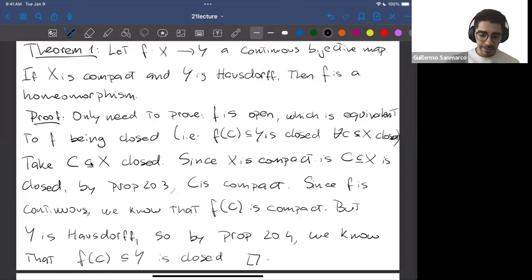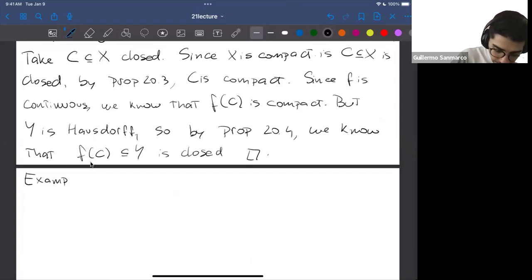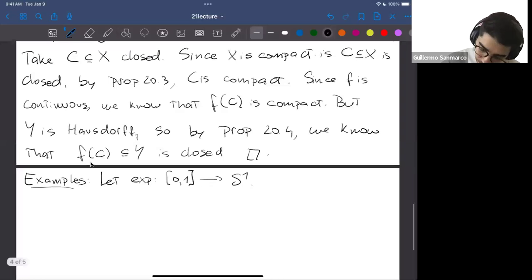Okay, let me write examples and you will see how useful this is. So examples, let me use exponential to denote this function that we defined from the closed interval [0,1] to S1, given by x of t is cosine of 2 pi t. We discussed this function a bunch of times.